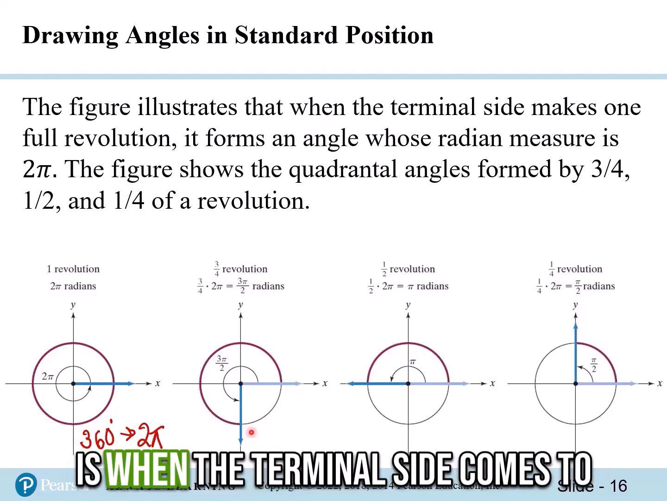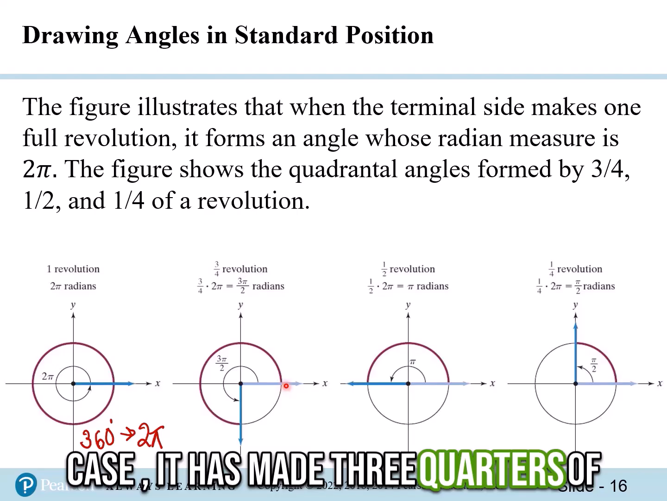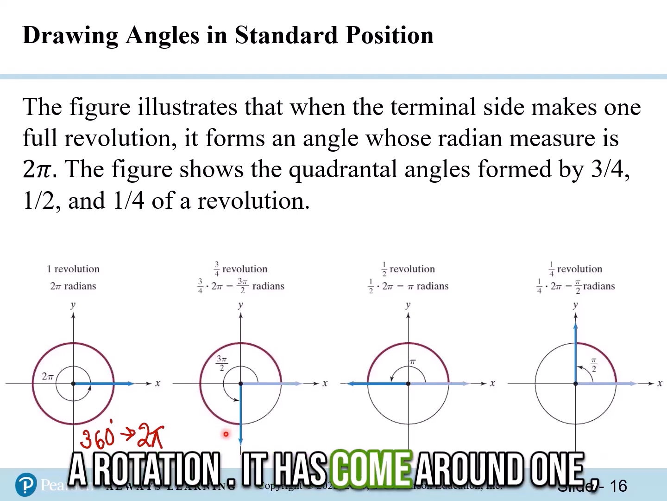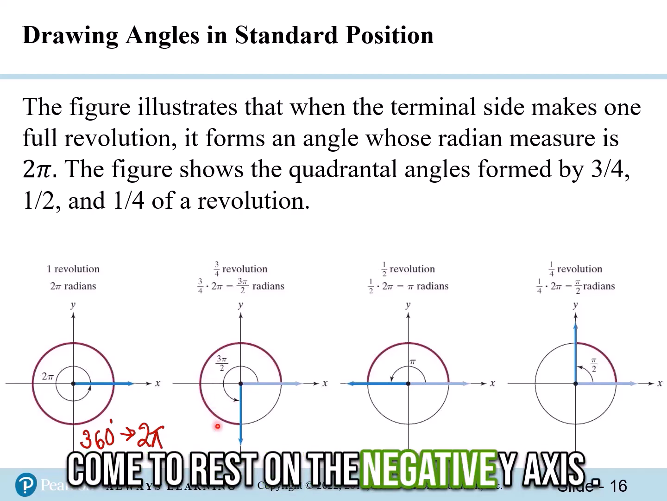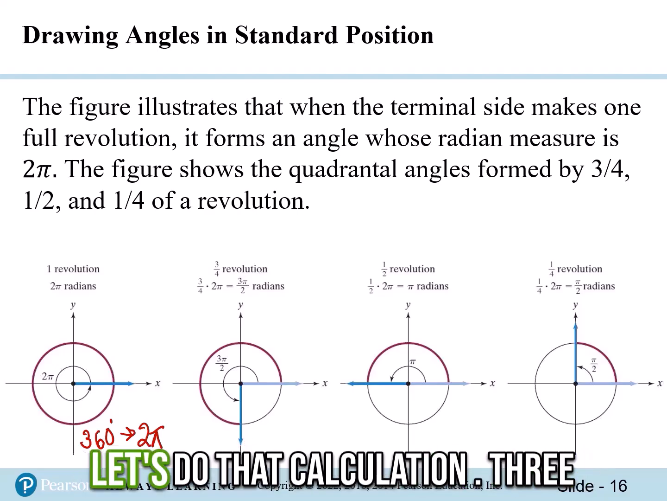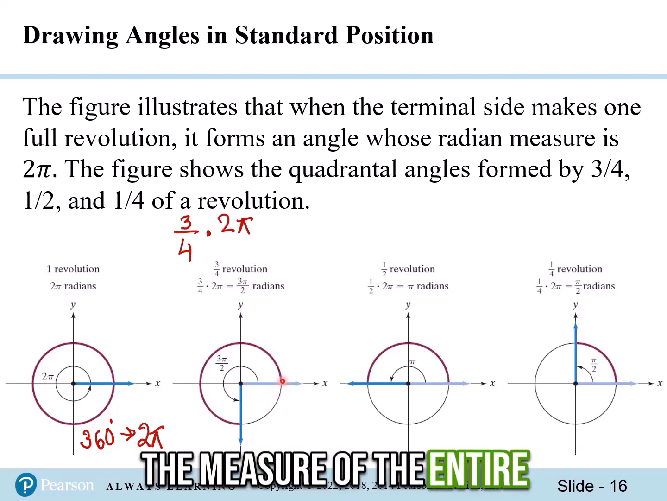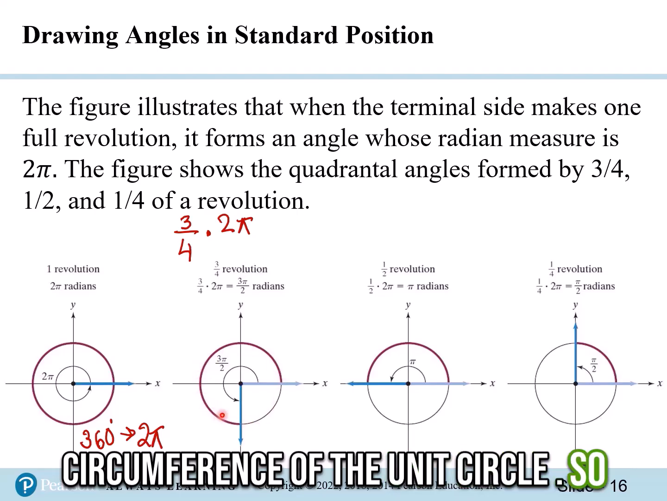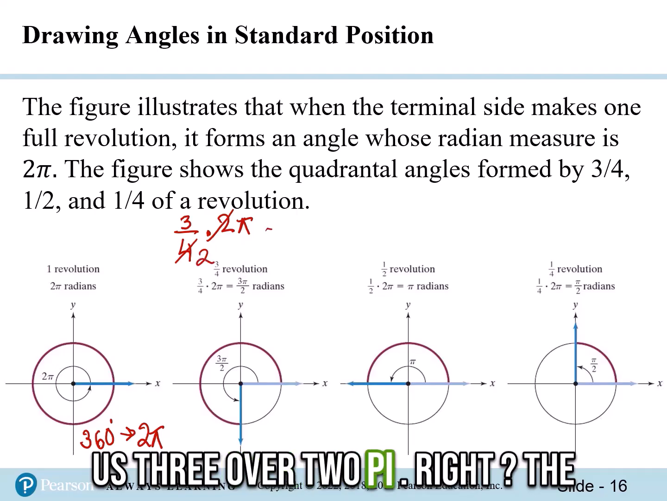The next one is when the terminal side comes to rest on the negative y-axis. In that case, it has made 3/4 of a rotation. It has come around 1, 2, 3/4, and it has come to rest on the negative y-axis. So it's 3/4 of 2 pi. So let's do that calculation. 3/4 of 2 pi, because 2 pi is the measure of the entire circumference of the unit circle. So 3/4 times 2 pi would give us 3/2 pi. Right?